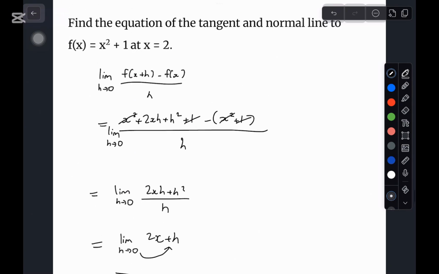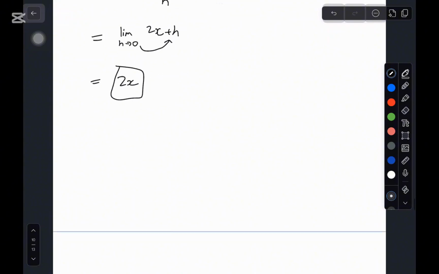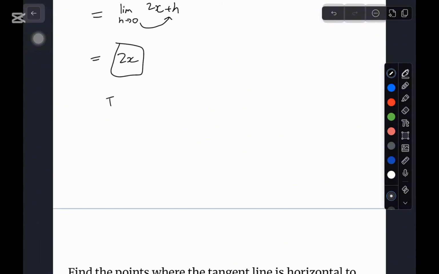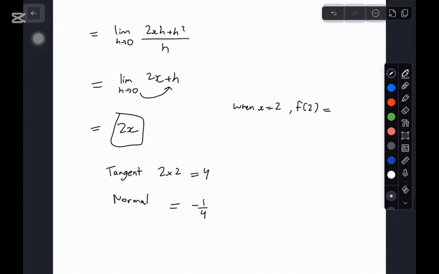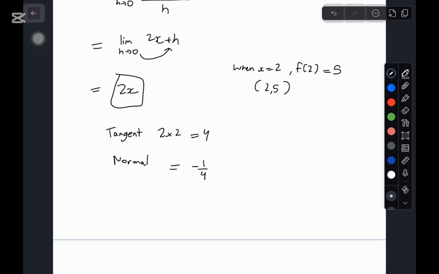This is basically the derivative. But we want to find the tangent and normal equation, so we need to find the gradients at x equals 2. So the tangent slope is 2 times 2, which is 4. The normal slope is the negative reciprocal of 4, so it's negative 1 over 4. And at point x equals 2, f of 2 is 2 squared plus 1, which is 5. So the point is 2 comma 5, we use the point slope equation, y minus 5 equals 4 times x minus 2. We get the final answer, 4x minus 8 plus 5, which is 4x minus 3. This is the tangent equation.